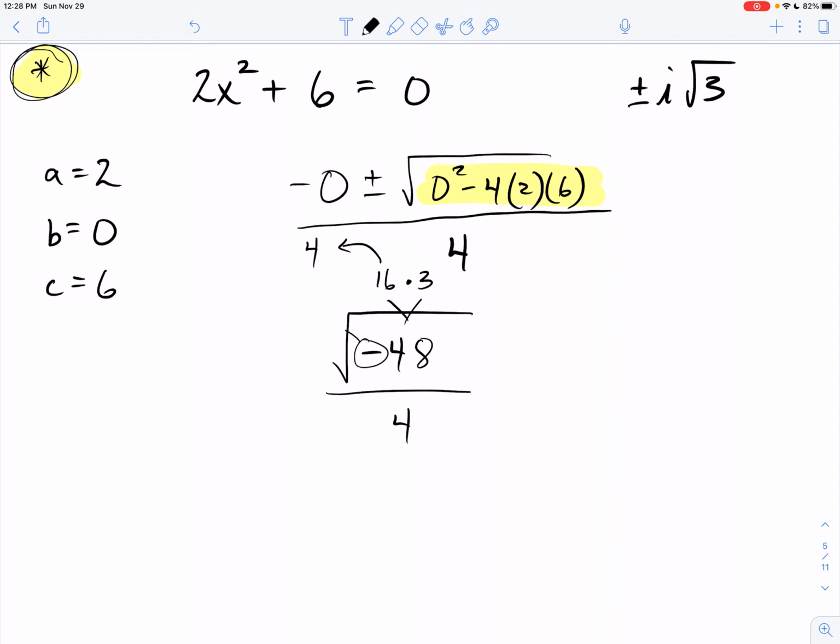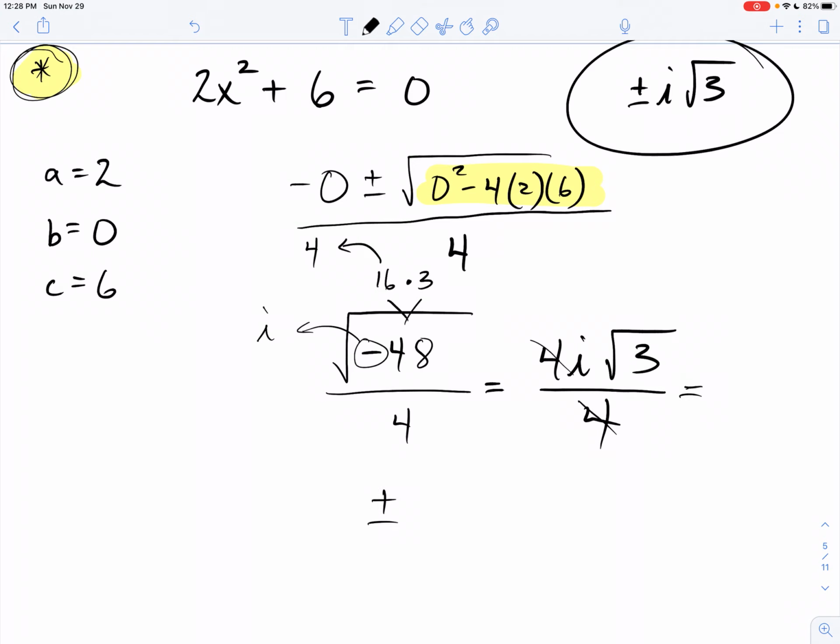But don't forget, you got to poke out your i. So what do I get? Well, I got a 4, I got an i, I got a radical 3. On the bottom, I got a 4. And I forgot to write plus or minus in front of this, but I'll do that in a second. Hey, guess what? Let's reduce it. There's a 4 in the top, there's a 4 in the bottom. I can reduce it. So I say, oh, my answer is plus or minus i radical 3. Cha-ching.